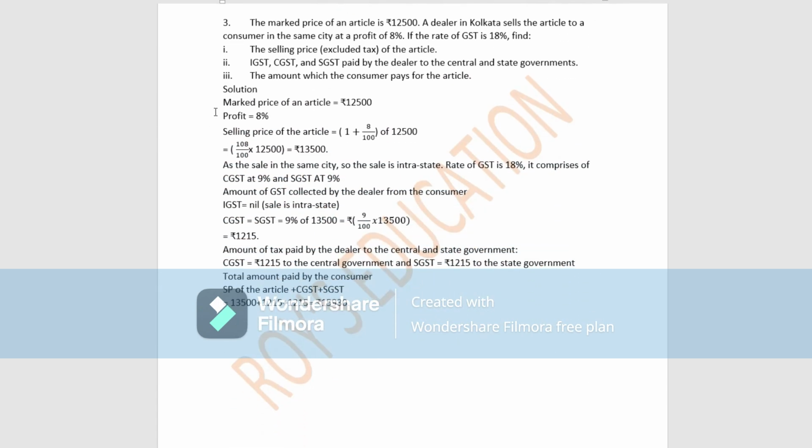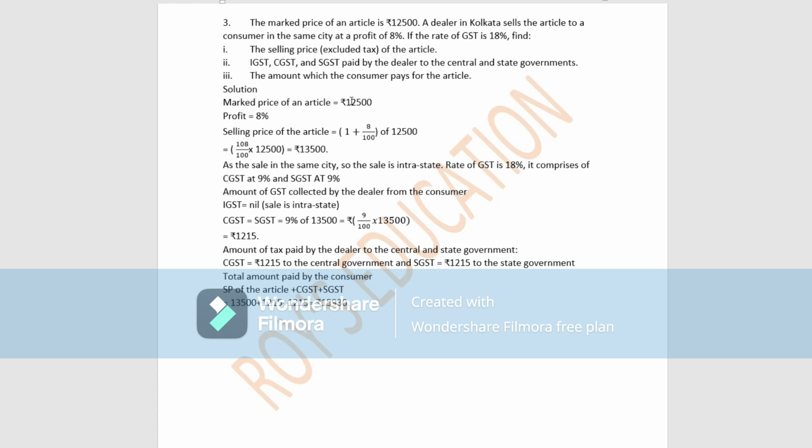Now the third problem. The marked price of an article is 12,500. A dealer in Kolkata sells the article to a consumer in the same city at a profit of 8%. Now if the rate of GST is 18%, what do we have to find out? We have to find out the selling price of the article, the IGST, CGST and SGST paid by the dealer to the central and state government, and the amount the consumer pays for the article.